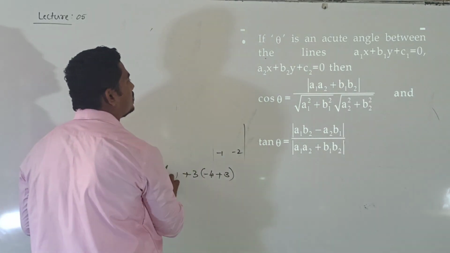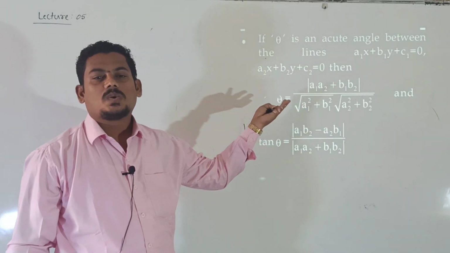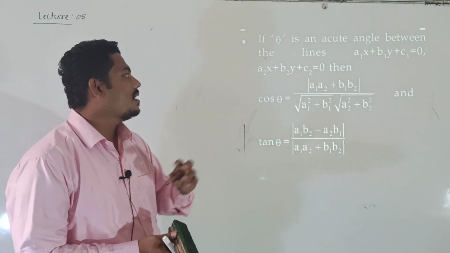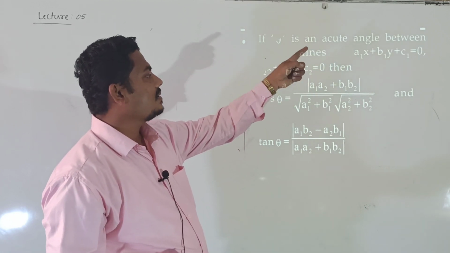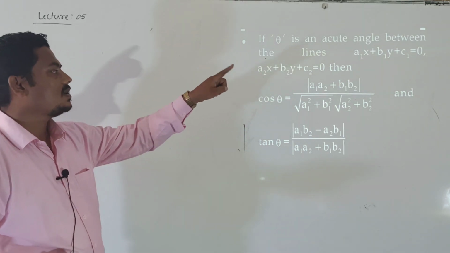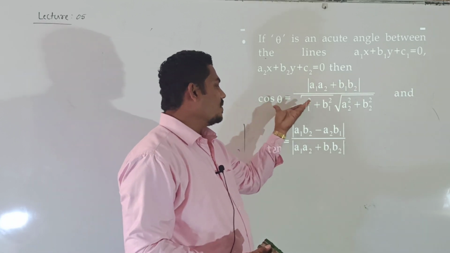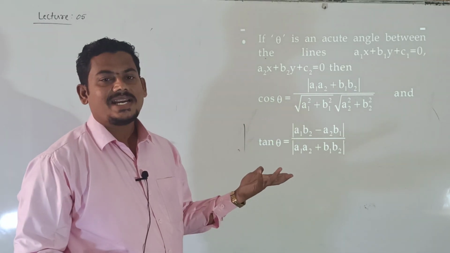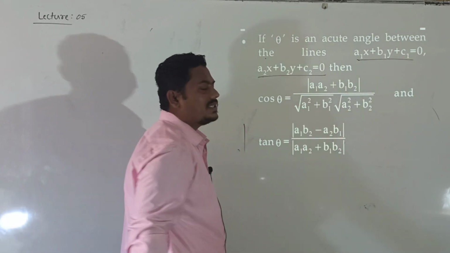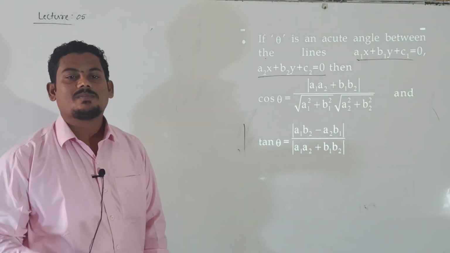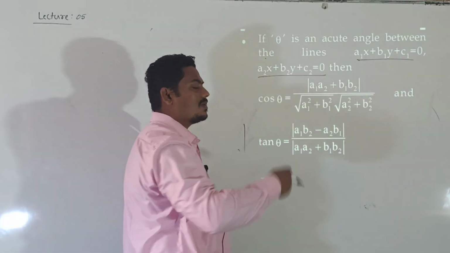Next, we can evaluate the angle between two lines by using the tan theta formula also. Theta is the acute angle between the lines a1x plus b1y plus c1 equal to 0 and a2x plus b2y plus c2 equal to 0. Then you can use cos theta or tan theta. By using tan theta only, we can find it from the slopes. By finding their slopes, use tan theta equal to m2 minus m1 divided by 1 plus m1 into m2. No need to remember these two formulas, right?